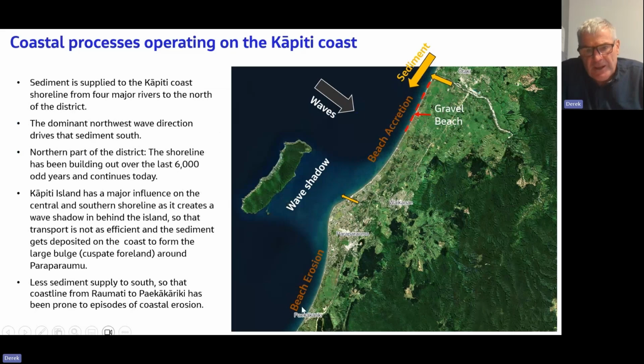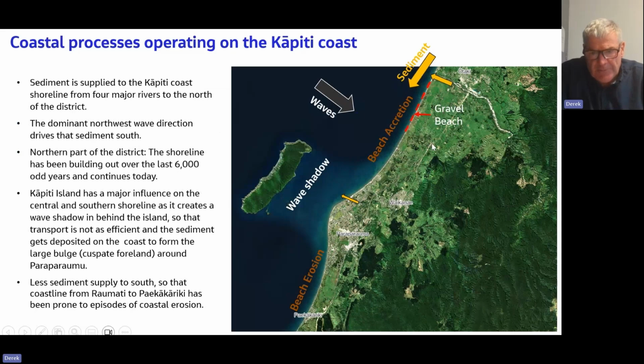They've been very damaging, and so we end up with a long-term erosion down through Raumati through to Paekākāriki once we get out of the shadow, because the sediment is not available to drive that accretion. And so that coastal plain is very narrow there. It's around 100 to 200 metres wide, as opposed to the 2 to 4 kilometres in the north.